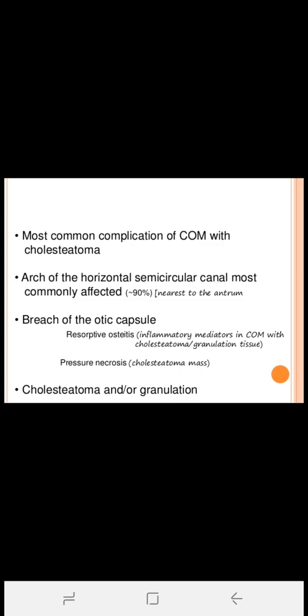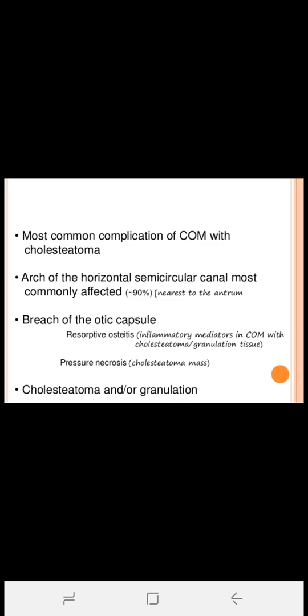Now, involvement of the labyrinth, that is otitis interna. It is the most common complication of chronic otitis media with cholesteatoma. The arch of the horizontal semicircular canal is the most commonly affected, in 90%, because it is nearest to the antrum. In the medial wall of the mastoid antrum, you can see one ivory white structure, that is the horizontal semicircular canal. So it is nearest to the mastoid antrum.